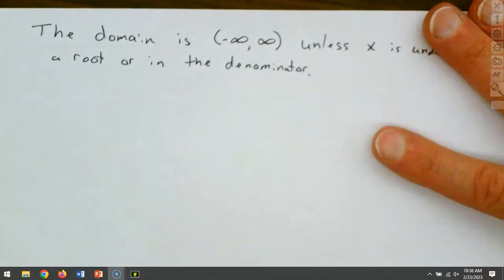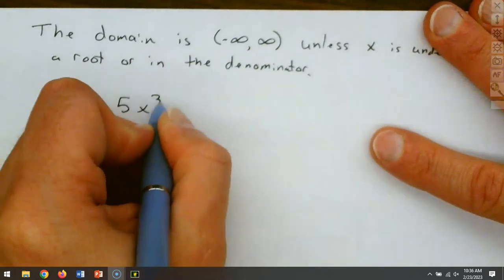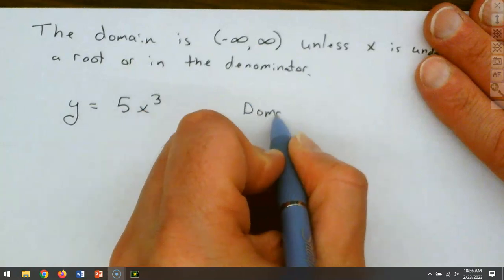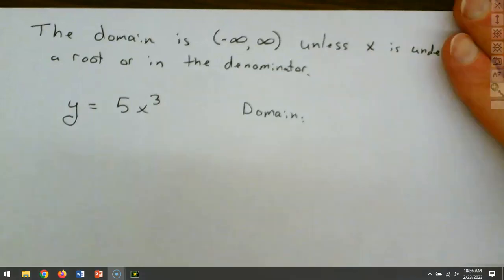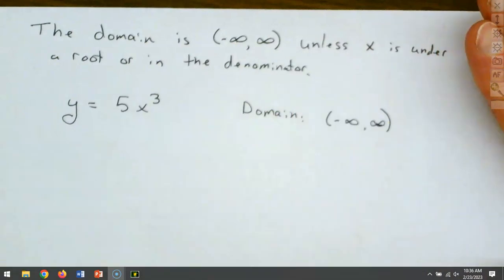So here's one. y equals 5x cubed. This is clearly a function. And what would the domain be? Do we have any square roots? No. Is x in the denominator of a fraction? No. That means my domain would be negative to positive infinity.